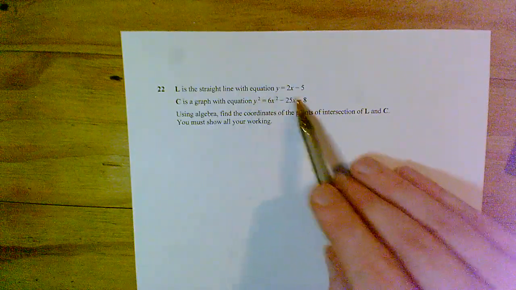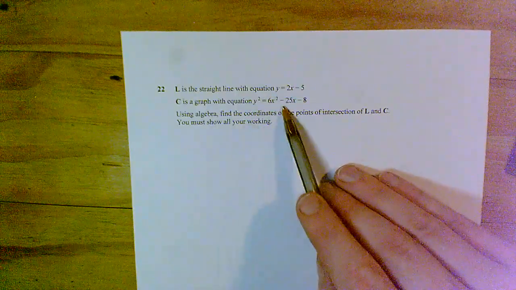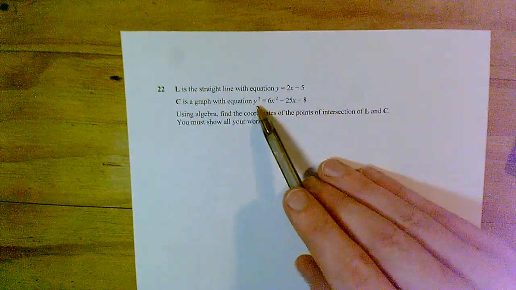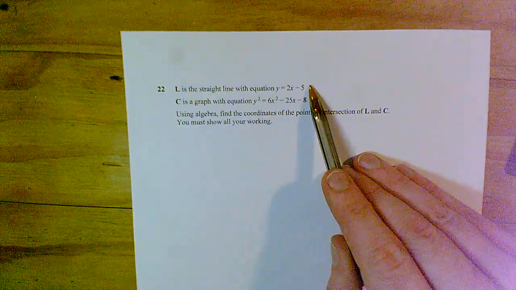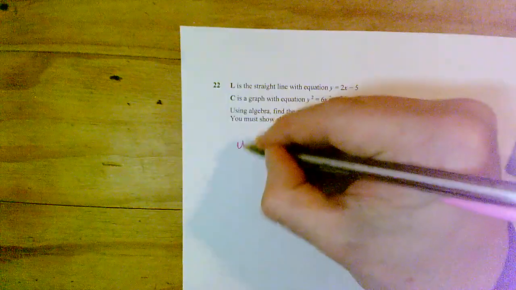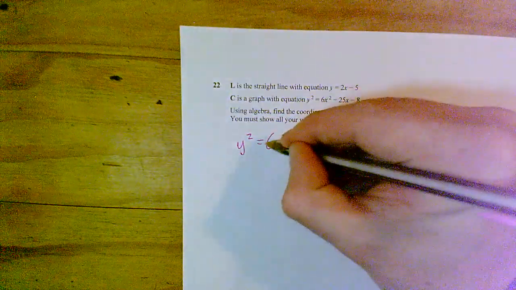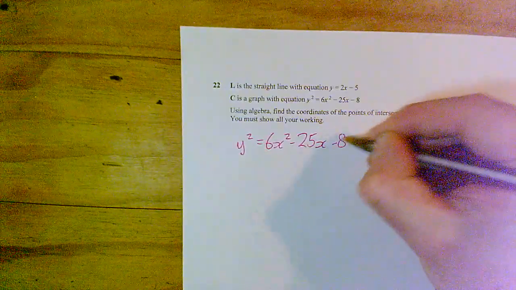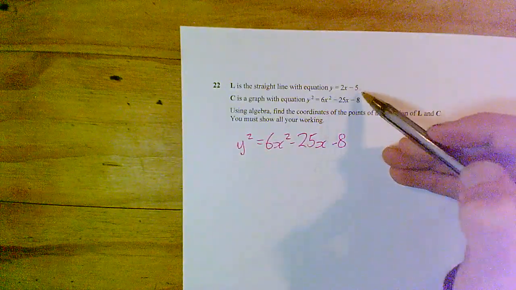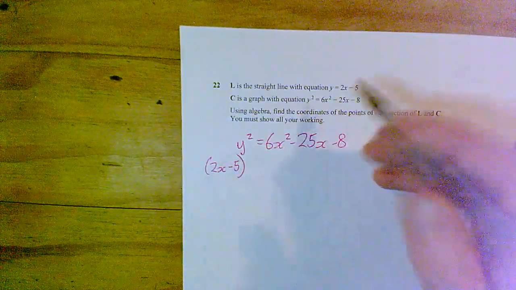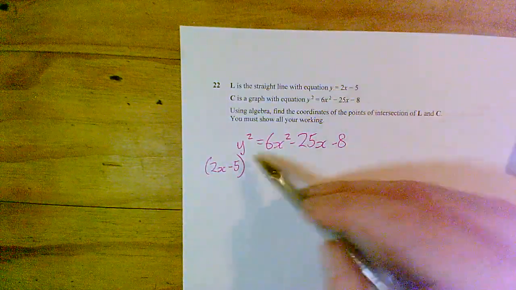So I'm going to start off by coming up with a formula. I can't solve either of these equations because they've both got 2 variables in them. I need to write this equation with just a single variable. So as I know y is 2x plus 5, I can just substitute that straight in. Instead of having y squared is 6x squared take 25x take 8, I can substitute in 2x subtract 5 for y. I just swap that y for 2x minus 5.